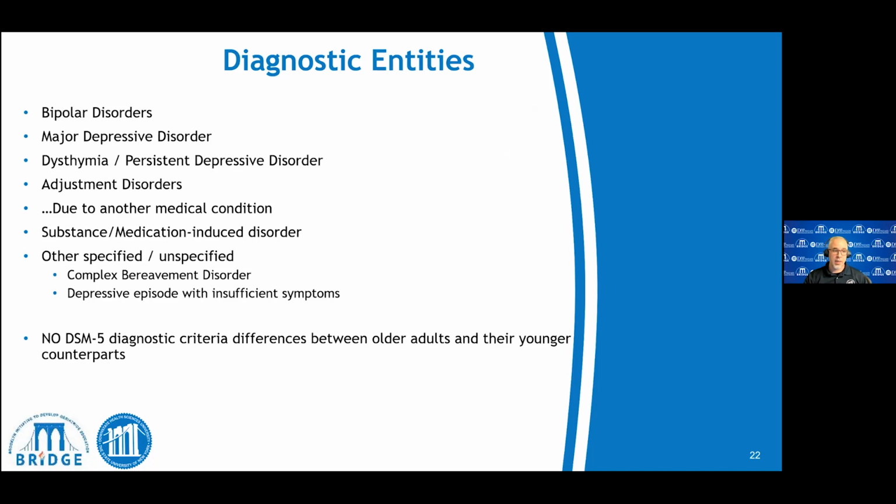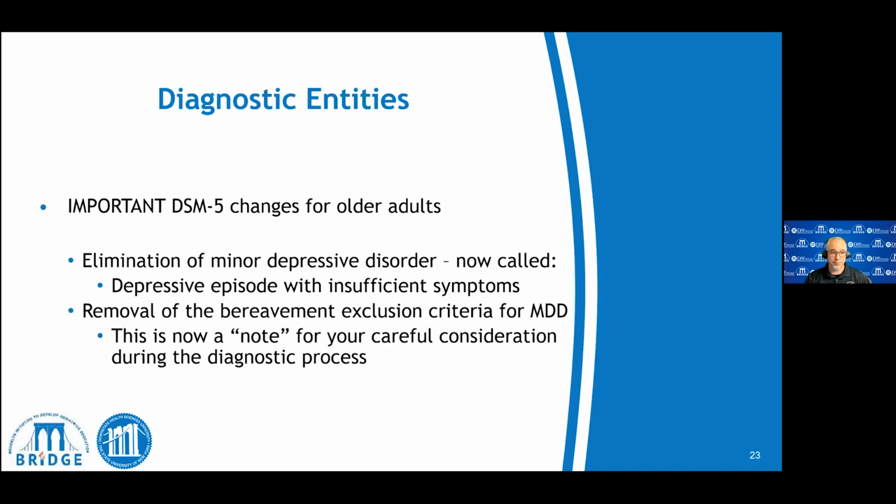Another failing of the DSM-5, or our diagnostic criteria, is that there is no diagnostic difference between older adults and their younger counterparts. So all of the real phenotypic variance between these populations is lost to the DSM-5. We're going to talk a little bit about that.